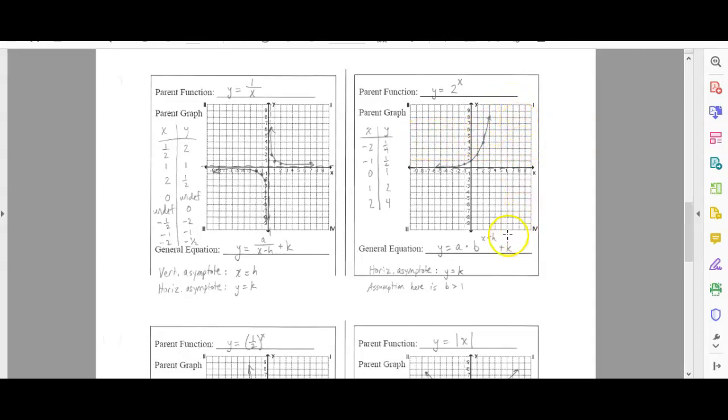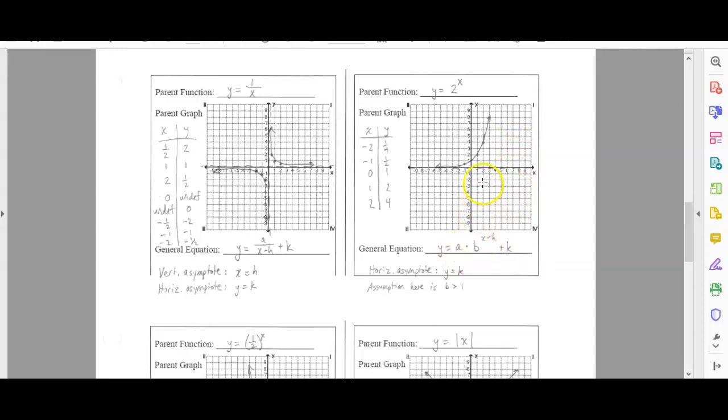All right? And if I have an h value, then this first point at 0, 1 would occur a couple steps to the right or a couple steps to the left. An a value is going to make it steeper or flatter, and it's going to basically have the same effect as changing the base, but it is its own thing.